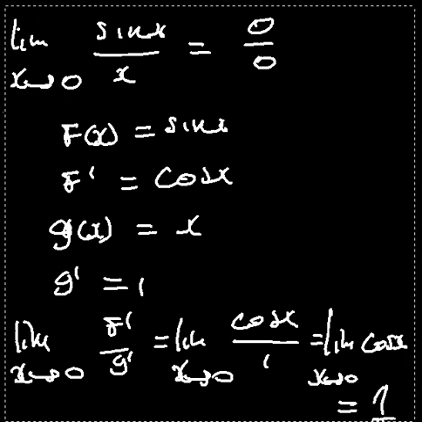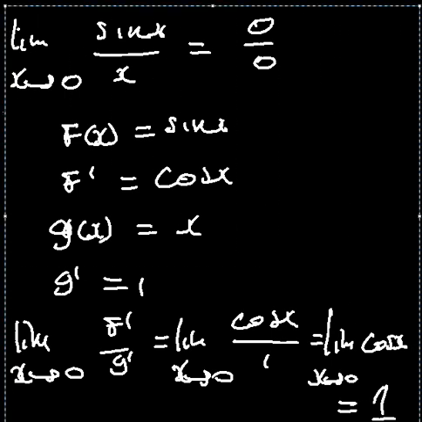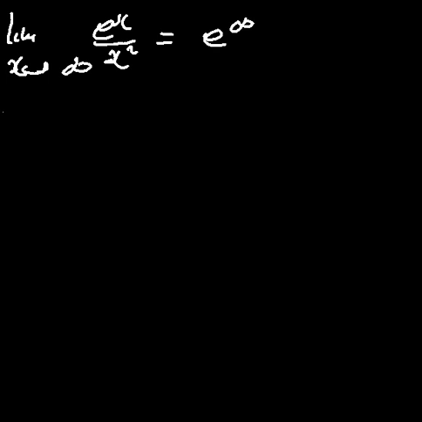And how about if we have this case? Let's say we have the limit as x approaches infinity of e to the power x over x squared. So in this case, the direct substitution will have it as e to the power infinity over infinity to the power 2, which is the same as infinity over infinity. So this is indeterminate form, hence we have to use L'Hopital's law.